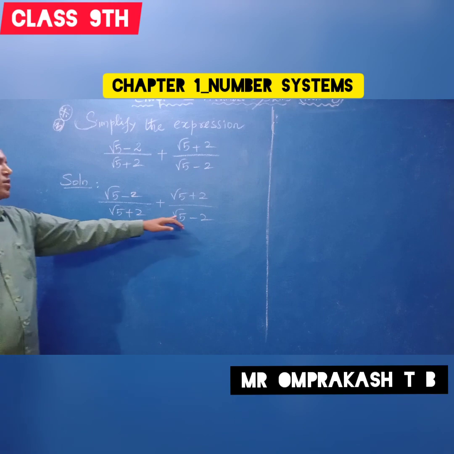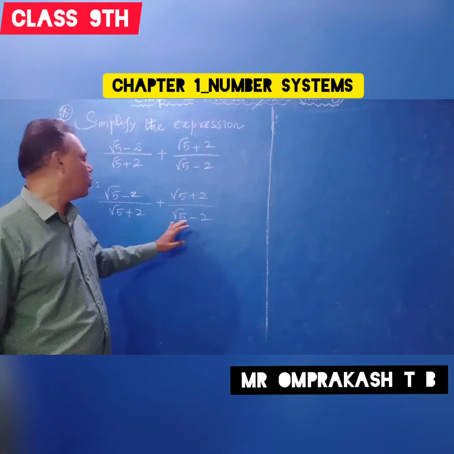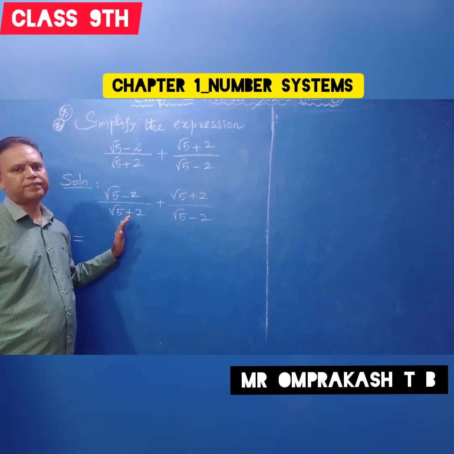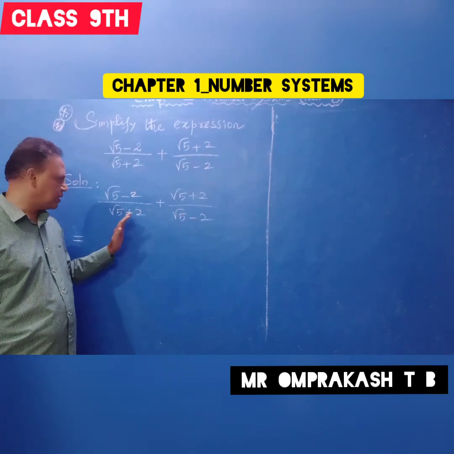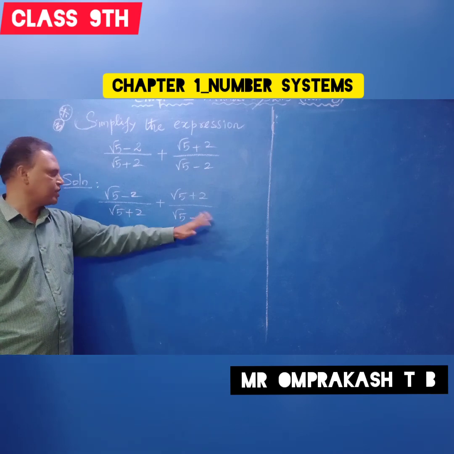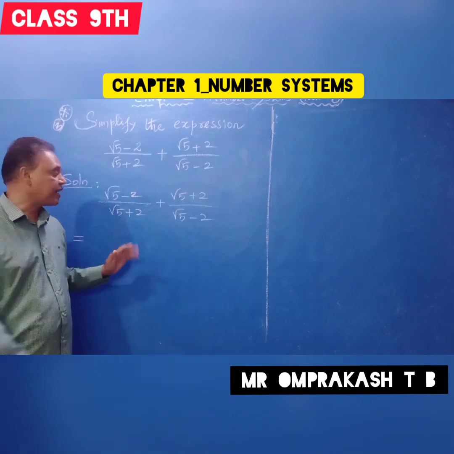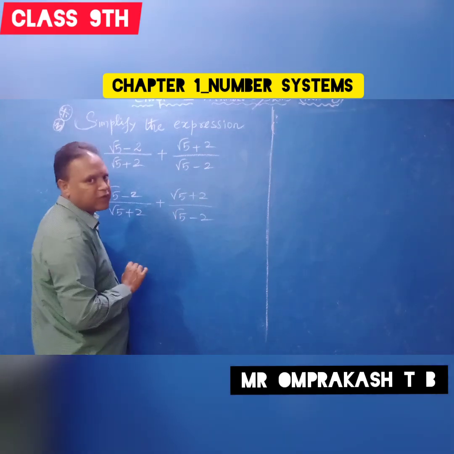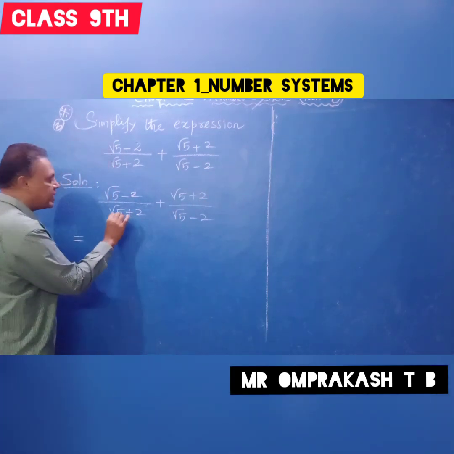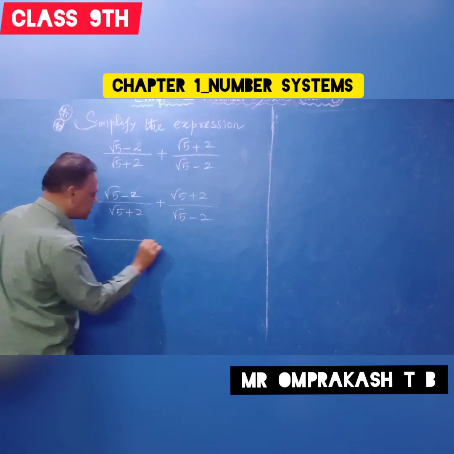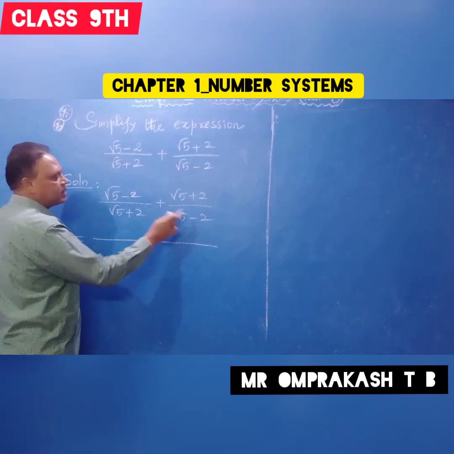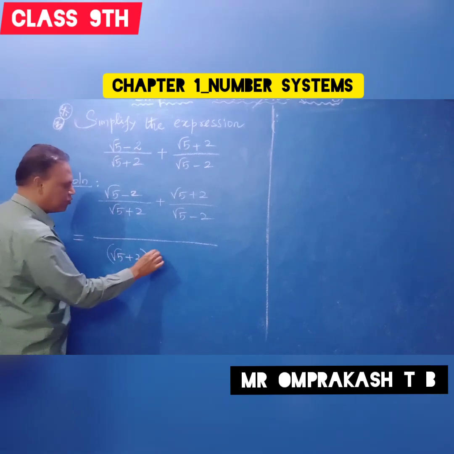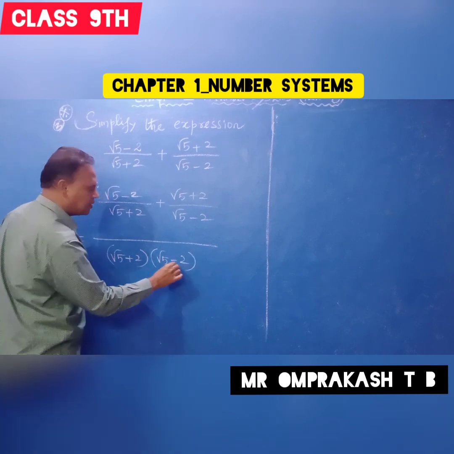Straight away you see the denominators are conjugates of each other. Root 5 plus 2 and root 5 minus 2 are conjugates of each other. That means you don't need to take conjugates separately, since the denominator is already like that. So what you have to do is take the LCM, this into this. Taking the LCM you can do it very easily. This is the actual method.